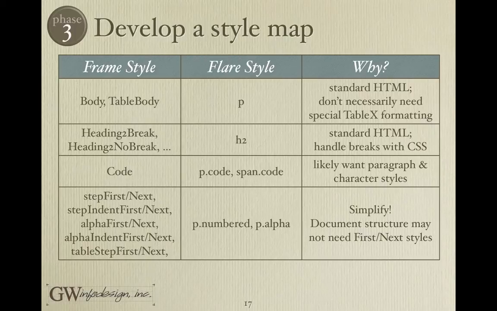In the last cell here, in terms of numbering, this is another category of styles that tend to explode in FrameMaker. You have step first, step next, then you have an indented set and an alpha set and an indented alpha set and a table set, and there's first styles and next styles and what have you. Try to peel all those back. I try to start and stick with something like p-numbered, p-alpha, where p-alpha is indented to fall under p-numbered, and try to keep it as simple as possible. And you may not even need the first next styles.